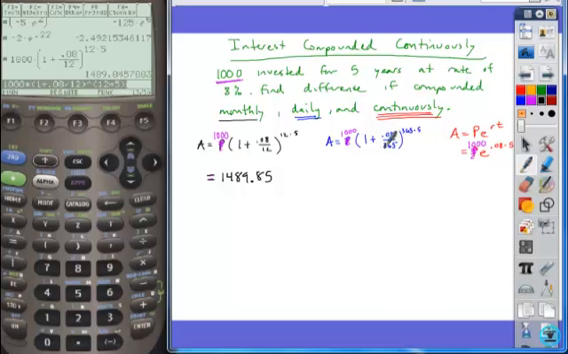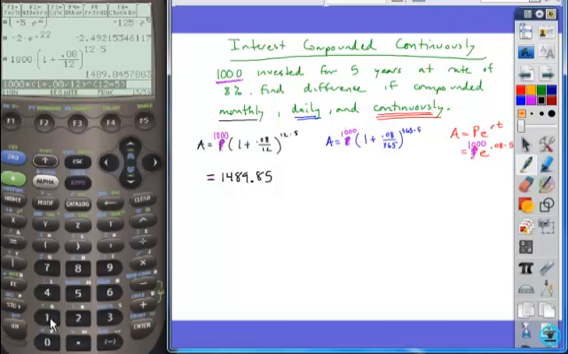Right, so if we were compounding this instead of once a month, if we compounded it every single day, do you think you're going to make more money or less? Remember, every time it's compounded, it includes the amount that was made previous to that, right? So it should be a little bit more. Let's take a look and see what happens.